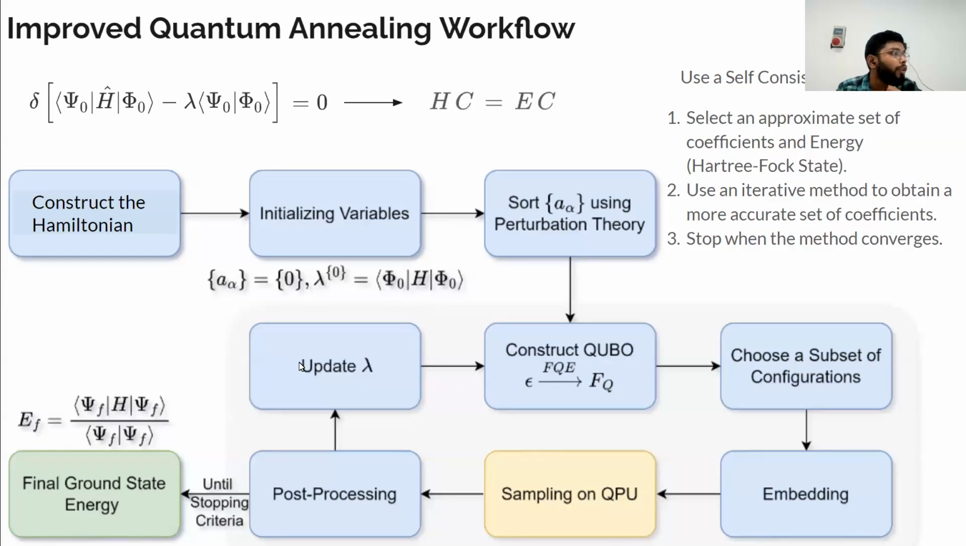Here in this method, we use the theory of FCI. If you recall, the equation that we wanted to minimize was epsilon equals psi H psi minus lambda psi psi. So from FCI theory, if you minimize epsilon, you get the FCI equation HC equals EC. And from there, you realize that lambda is actually equal to E. So this allows us to use the self-consistent method for updating lambda. That is, you select an approximate set of coefficients and energy, and then you use an iterative method to obtain more accurate sets of coefficients. And when this method converges, you stop updating lambda.